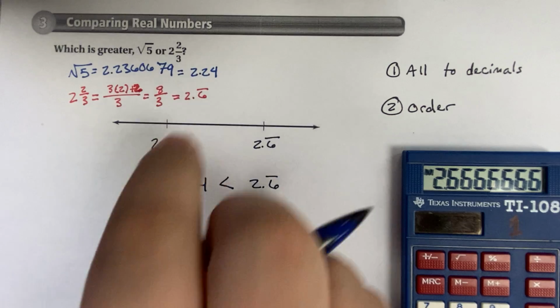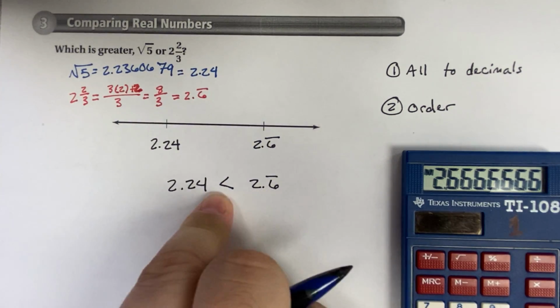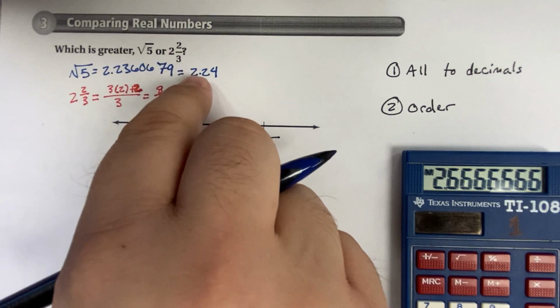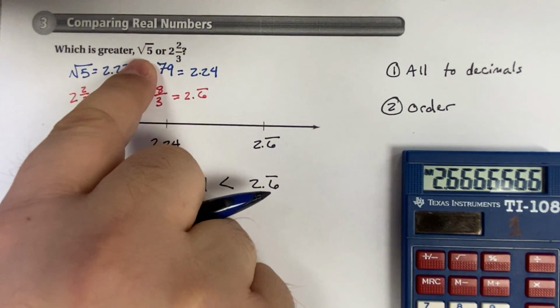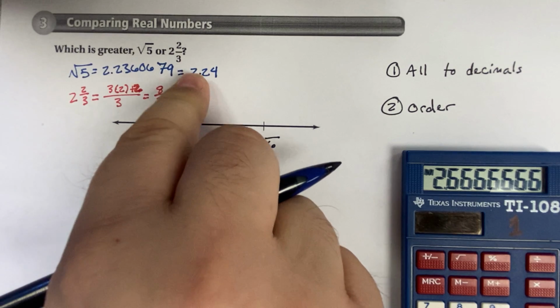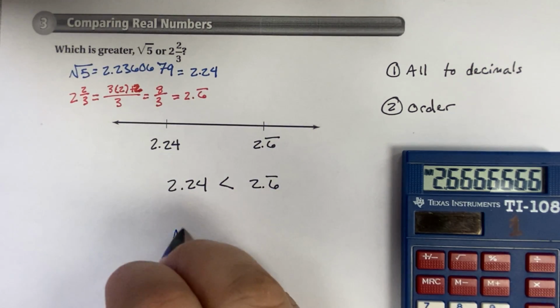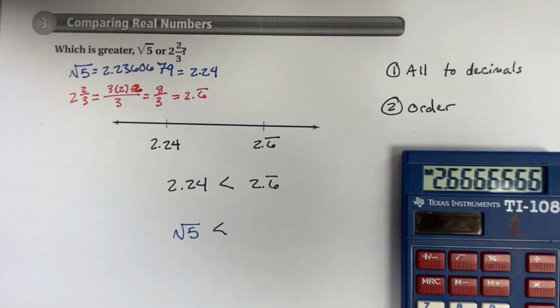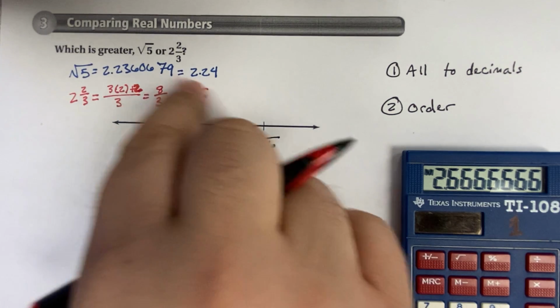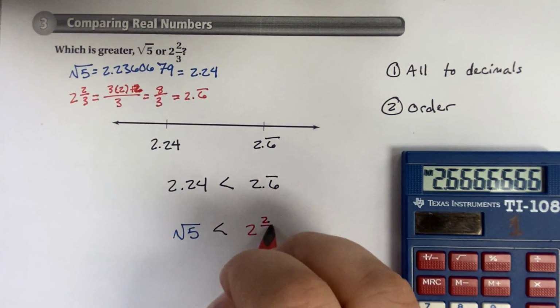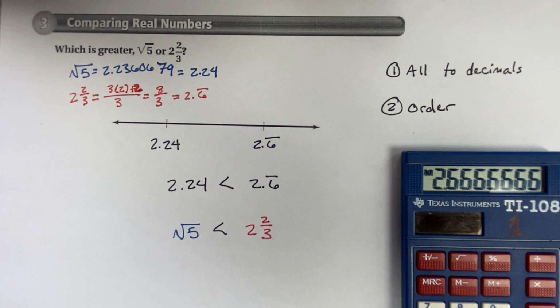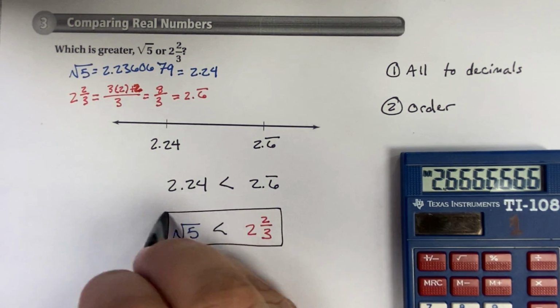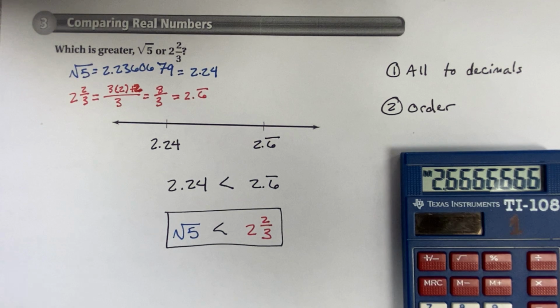What you actually have to do is, this is a true statement, but it's not the accurate answer. What we have to do is write the numbers as they were originally given to us. So which number did 2.24 equal? Well, that was the radical 5 is less than, and then this, I don't put the 2.6 repeating, I do the 2 2/3. So this would be my final answer if I wanted full credit, because it's the accurate answer to the original question, because it includes our original numbers as they were given to us.